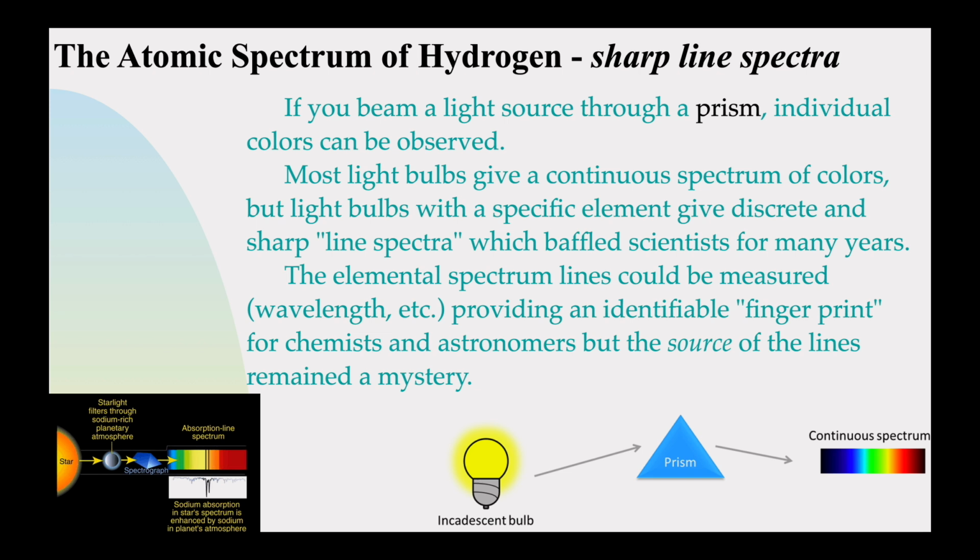Every element has its own fingerprint of lines. Hydrogen, we're going to see, has these four sharp lines. Some elements have more, some have less, but they're at very specific wavelengths. A long time ago, when people started doing this, they were like, whoa, this is really cool, and they started measuring them, and they know them to a lot of accuracy.